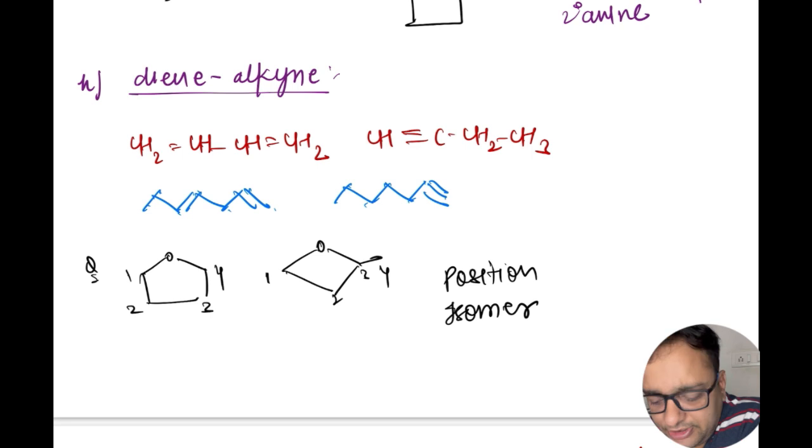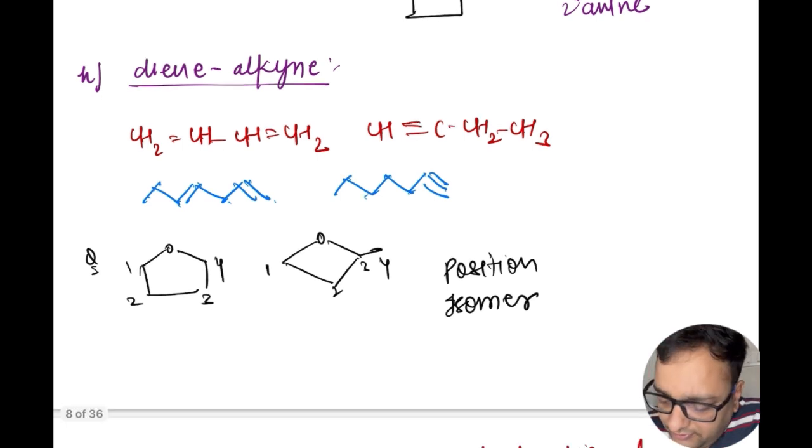How could it be a position isomer? It is a position isomer because the position of the functional group is changing. Initially it is at the 1 4 position. The cyclic ether will give the position like 1 4, and in the second it is the 1 3 position. The cyclic ether naming we have seen already in nomenclature, so that naming of the cyclic ether is changing. That's why it is a position isomer.